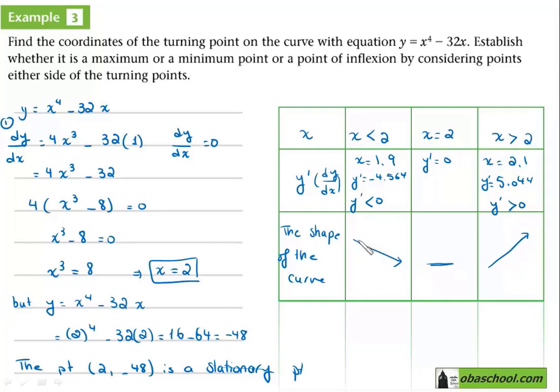As you can see, the curve was decreasing. Then it reached a point where it stopped, and then it started to increase. That means this is a minimum point. Why? Because here it is decreasing and here it is increasing. So at (2, minus 48), we have a minimum point.